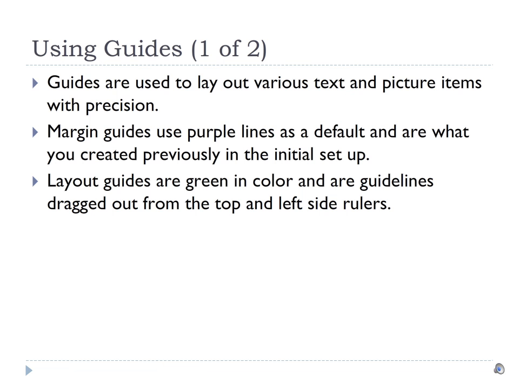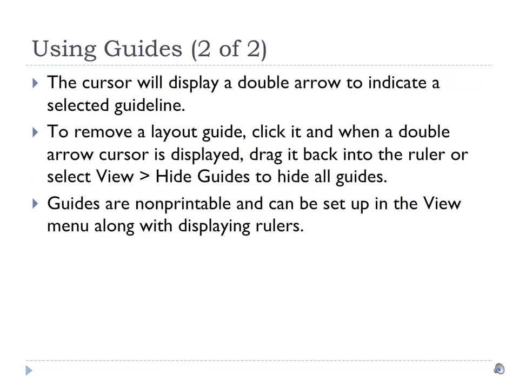Guides are used to lay out various text and picture items with precision. Margin guides use purple lines as a default and are what you created previously in the initial setup. Layout guides are green in color and are guidelines dragged out from the top and left side rulers. The cursor will display a double arrow to indicate a selected guideline. To remove a layout guide, click it, and when a double arrow cursor is displayed, drag it back into the ruler or select Hide View Guides to hide all guides.